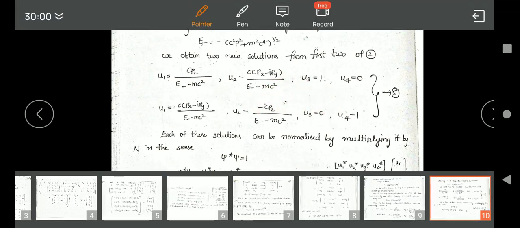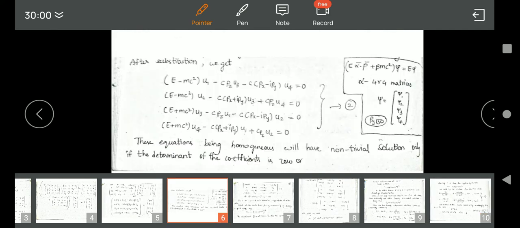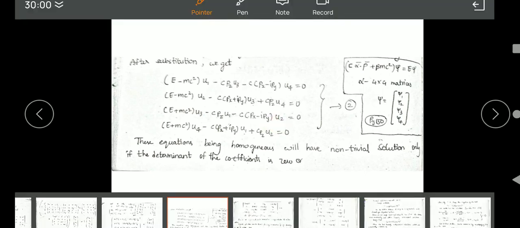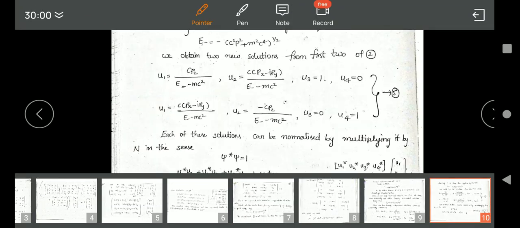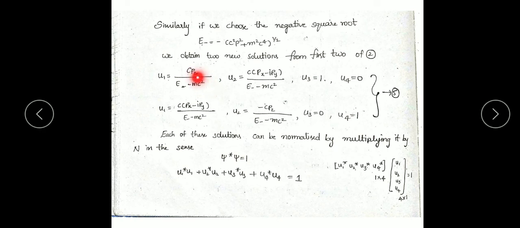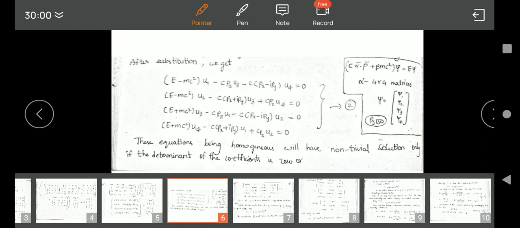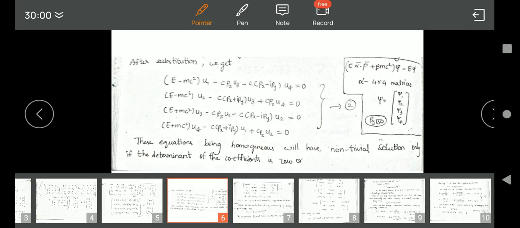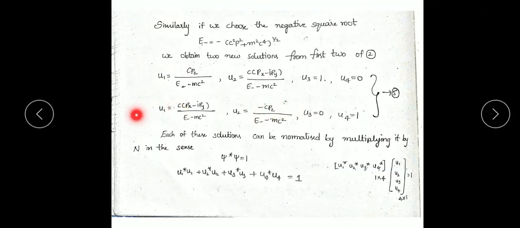So u3 is 1 as usual, and u4 is not there, so u4 is 0. u1 would be cpz, so here cpz is there, and u2 is (px + ipy) into c, like that we used. Okay. So these are the possible solutions satisfying the equation.